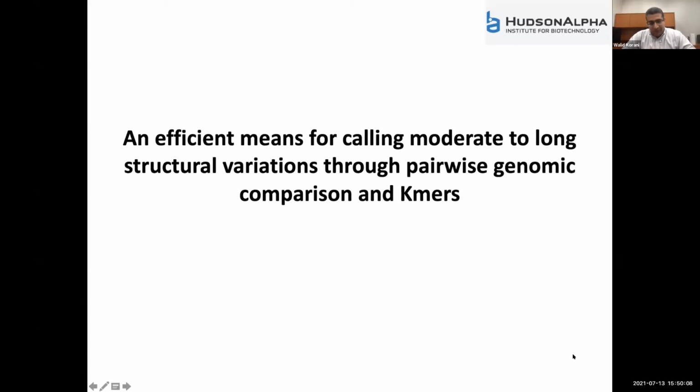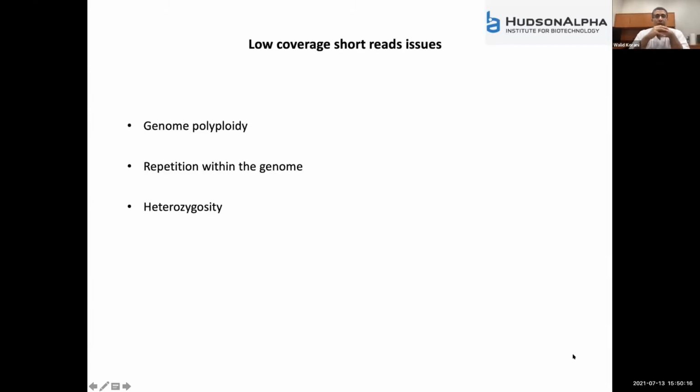The talk is about calling variants, long to moderate variants, between genomes. First, as Josh mentioned, there are plenty of issues with using low coverage short reads to call variants. Some of these relate to the genome itself, the genome complexity. Peanut, for example, or our main target, is tetraploid.